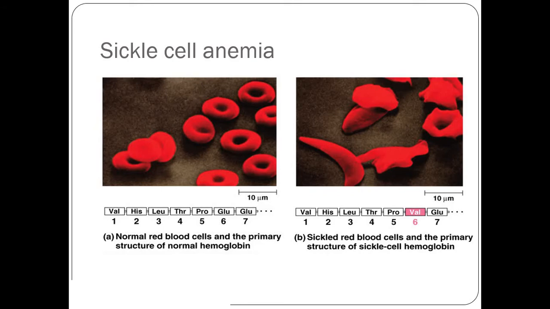So for example, in people with sickle cell anemia, it's just a change from glutamic acid to valine. So normally ang normal red blood cells, mao ni ang primary structure sa normal nga hemoglobin. But in people with sickle cell anemia, na-replace ang glutamic acid with valine. And so that's why the cells look like this, instead of this one. That's why it's called sickle cell, because the cells look like a sickle.